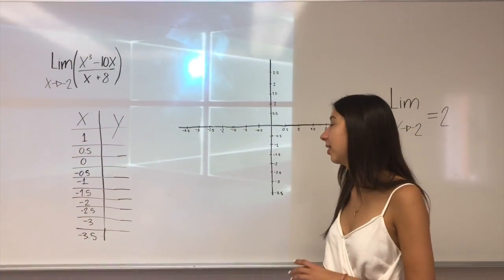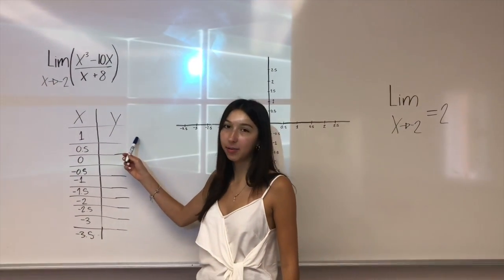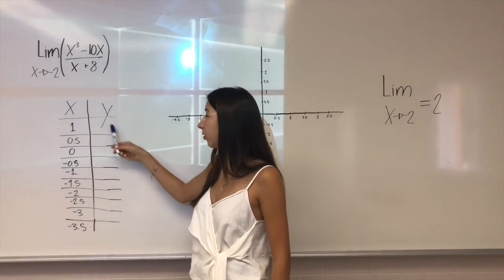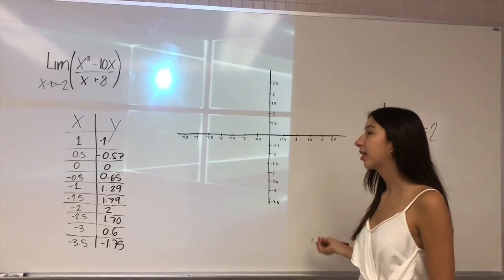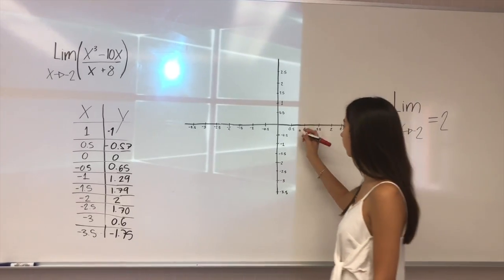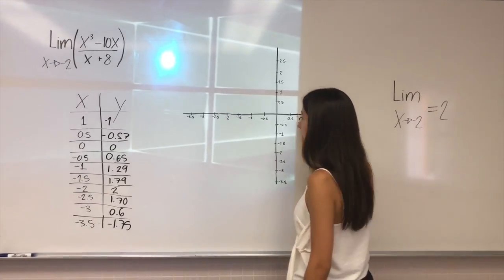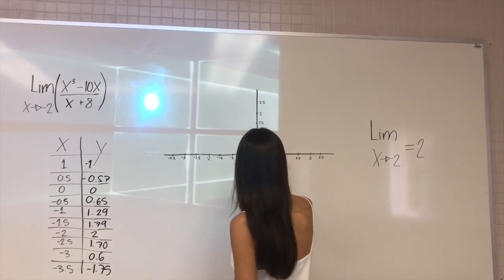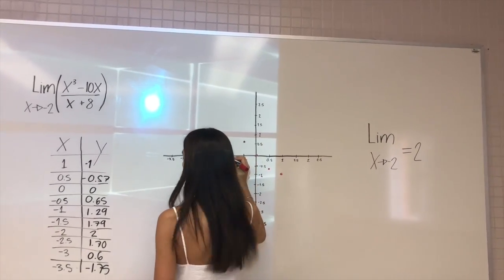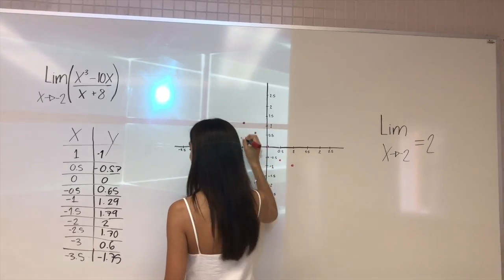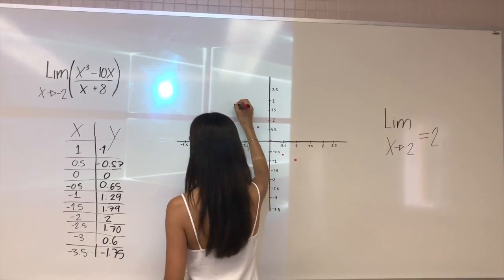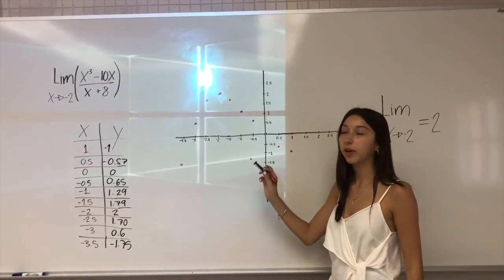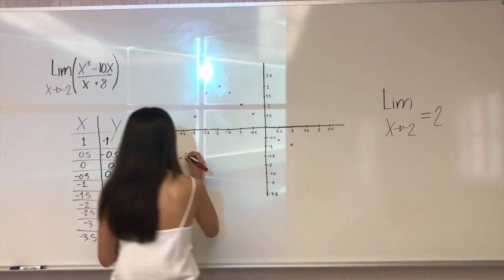So to graph this, you need to make an xy table and plug in all of the numbers in the formula to find out all your y's. Now you can graph each of the points. Now that you have each point, you can graph a line.